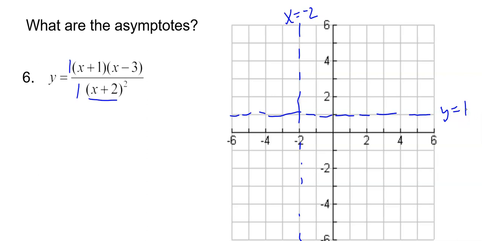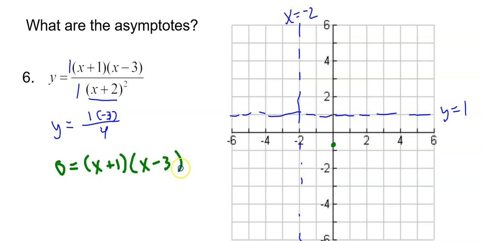Okay, find the intercepts. To find the y-intercept, we plug in x equals 0. That'd be 1 times negative 3 over 2 squared, which is 4, so negative 3/4. So right about there. To find the x-intercepts, plug in y equals 0 and get rid of the denominator. It's already factored for us, so this leaves x equals negative 1 and x equals 3. So 1, 2, 3, there we go, and x equals negative 1. Oh, this is so nice.